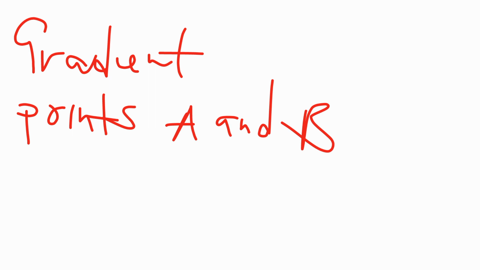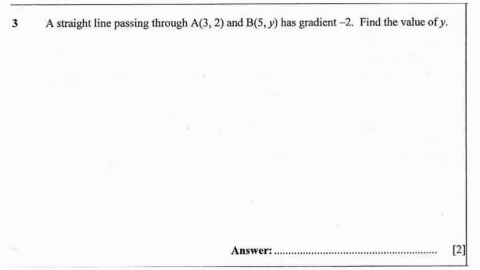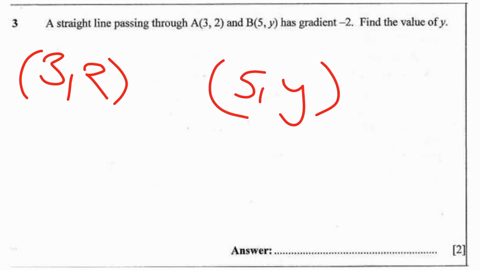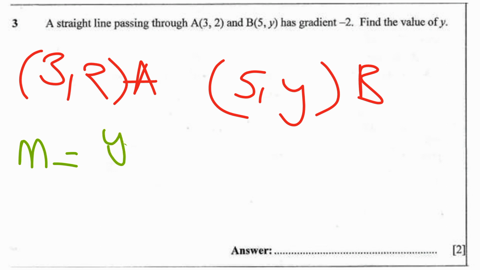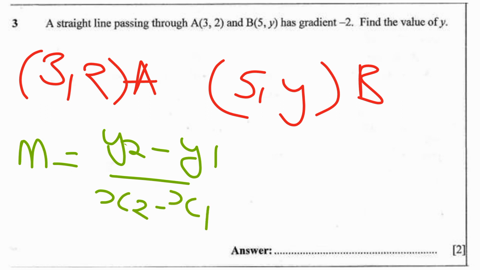So now these coordinates are given by, let's say, point A is (3, 2), then point B is (5, y). So this is our point B and this is our point A. Having that, we can write up the formula for the gradient that we know. We know that m is equal to (y2 minus y1) over (x2 minus x1). Some will prefer to say change in y over the change in x.